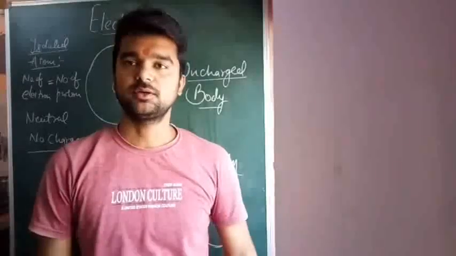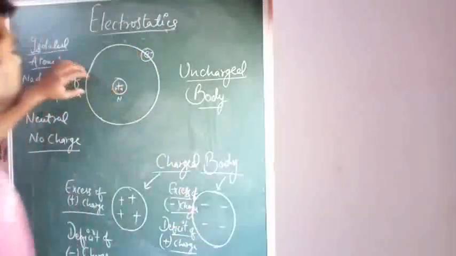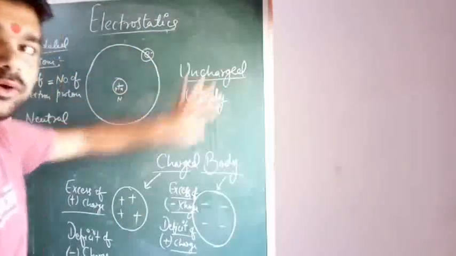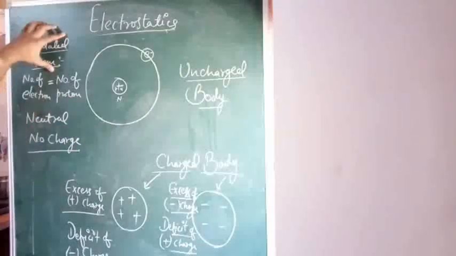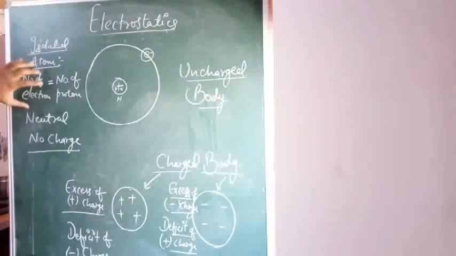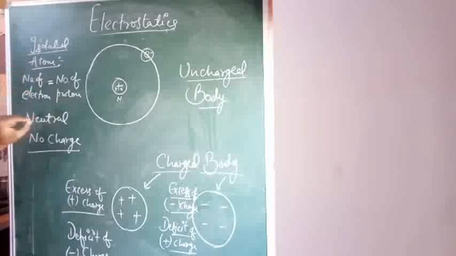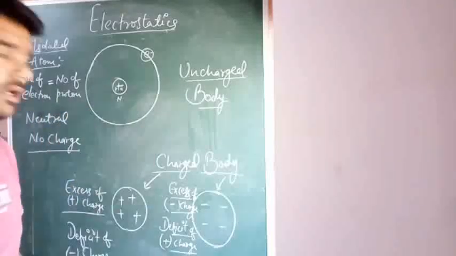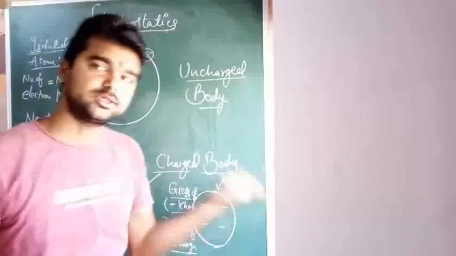Let's leave the topic on charge and charged bodies. Now we first need to understand what we mean by an uncharged body. We simply understand it by the concept of an isolated atom, as it has an equal number of protons and electrons. That's why we say it is neutral, because it has an equal number of protons and electrons. But what happens when we come to the term charged body?